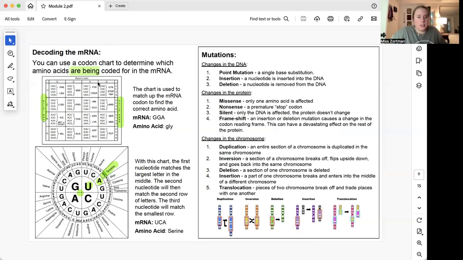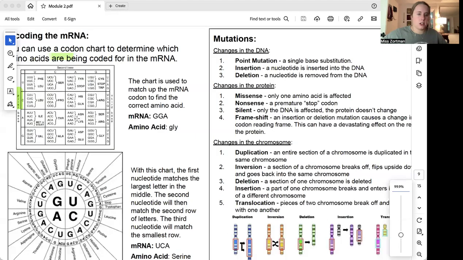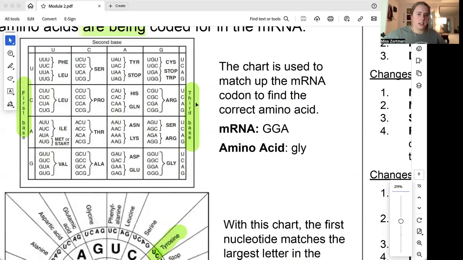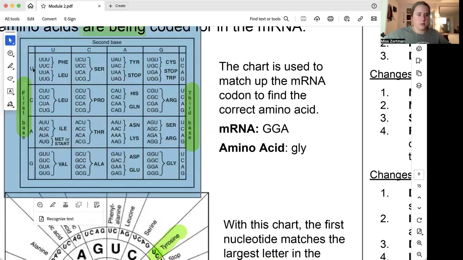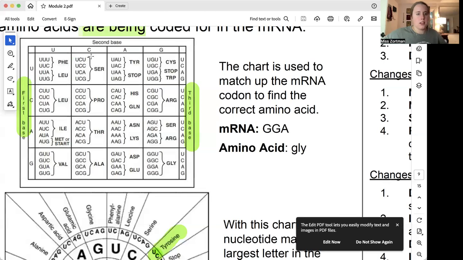Not often they ask you to do this, but they might. So when you are actually trying to take RNA and turn it into an amino acid, you are going to use a codon chart. So if you started and you have UCA, on this chart, you just go first, second, third. So U is the first one. C is the second one, and then A. So your amino acid would be serine or ser.